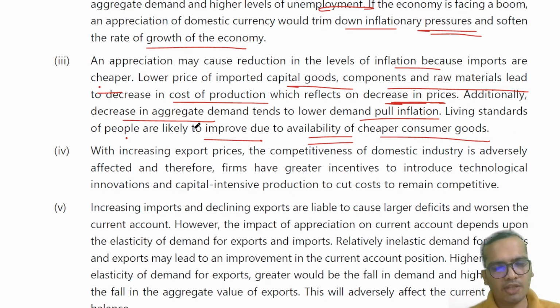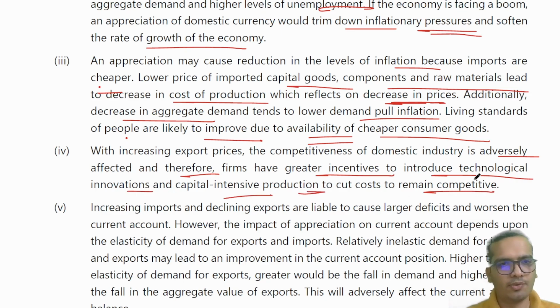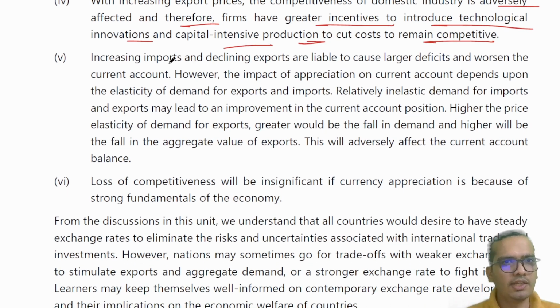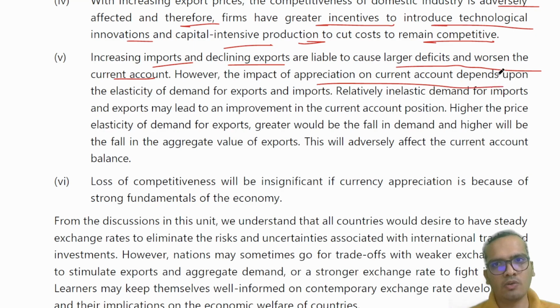With increased export prices, the competitiveness of domestic industry is adversely affected, and therefore firms have greater incentive to introduce technological innovations and capital-intensive production to remain competitive. Increasing imports and declining exports are liable to cause a larger deficit and worsen the current account. However, the impact of appreciation on the current account depends upon the elasticity of demand for exports and imports.